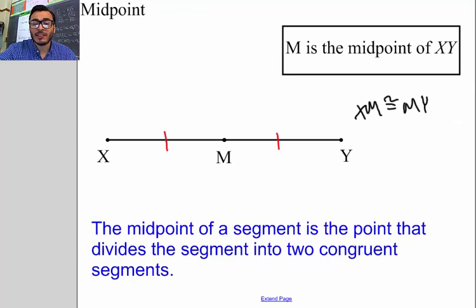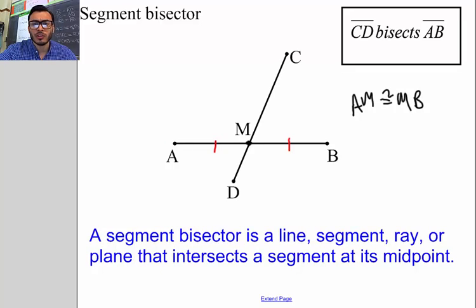The next one is the midpoint definition. The midpoint of a segment is the point that divides the segment into two congruent segments. So here, for example, if we are told that M is the midpoint of XY, then from that we're supposed to say that XM is equal to MY. Or congruent. Equal, congruent, we can use those interchangeably.